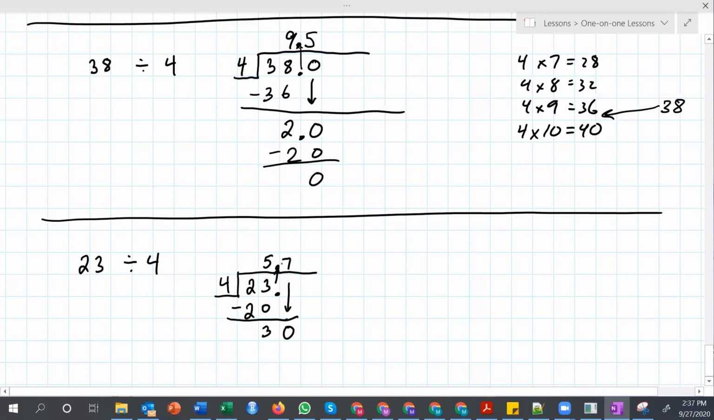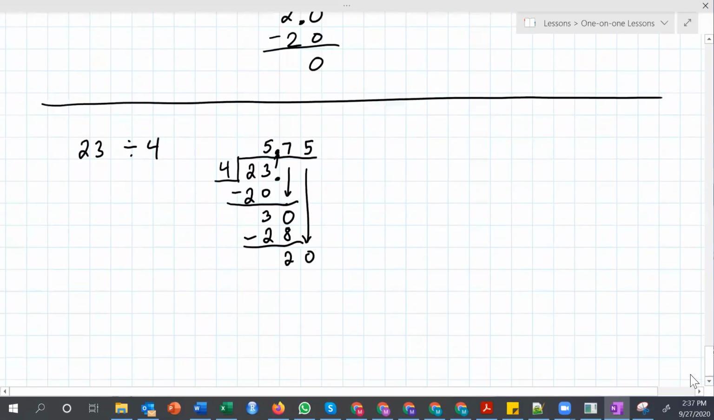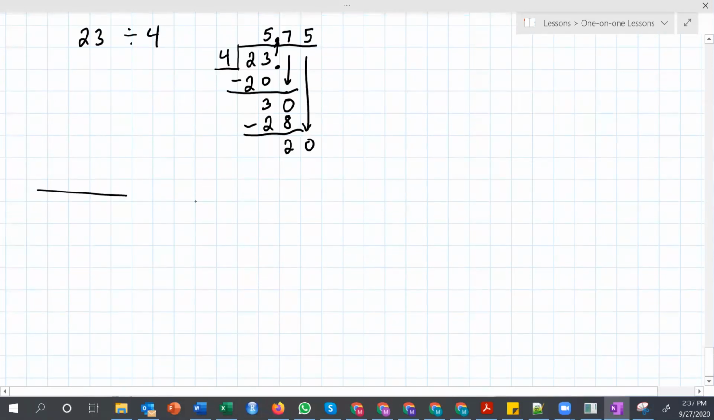So how many times does 4 go into 30? 7 times. 7 times 4 is 28. Subtract, you put a 2, you bring another 0 down because you still don't have the answer there. How many times does 4 go into 20? 5 times. Excellent. Let's do another one. We're going to get this.